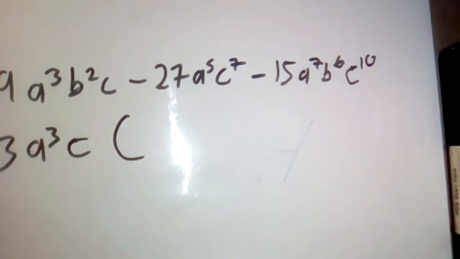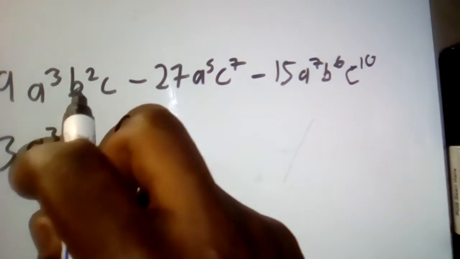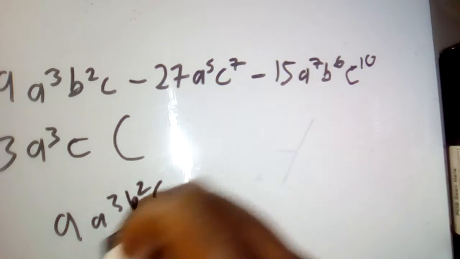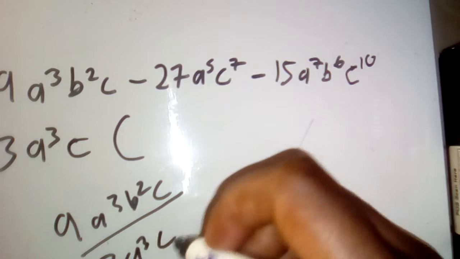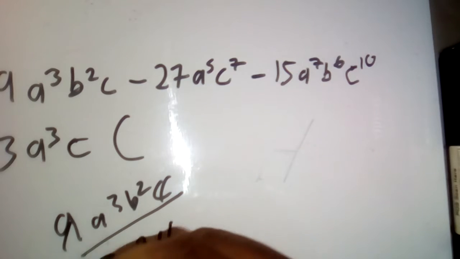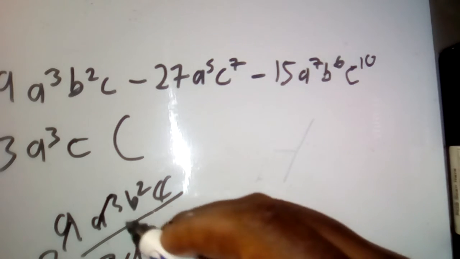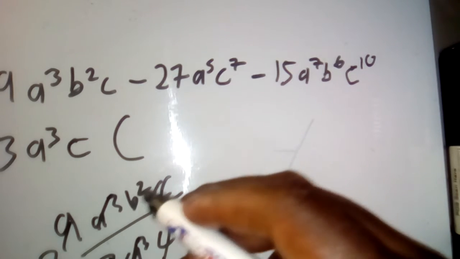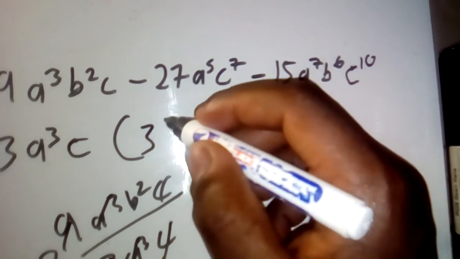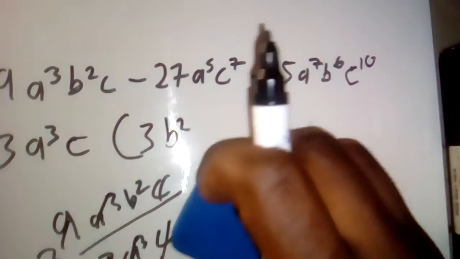So let's divide now. We're going to have this whole thing divided by that. So we're going to have 9a cubed b squared c divided by 3a cubed c. The c of course cancels. 9 divided by 3 is 3. a cubed and a cubed cancel, so I'm left with 3b squared. You see, there's nothing to divide b squared by, so we have 3b squared.